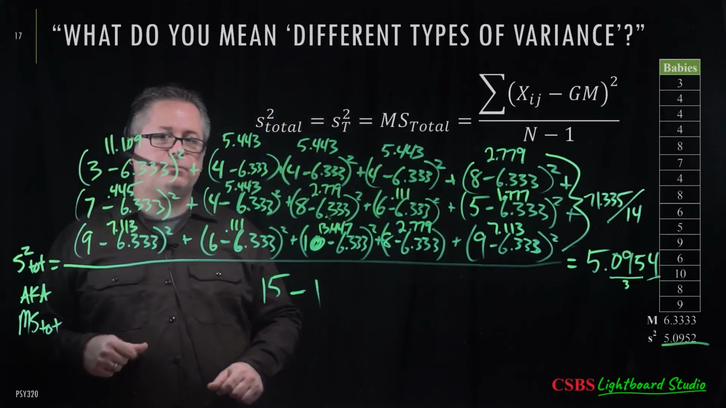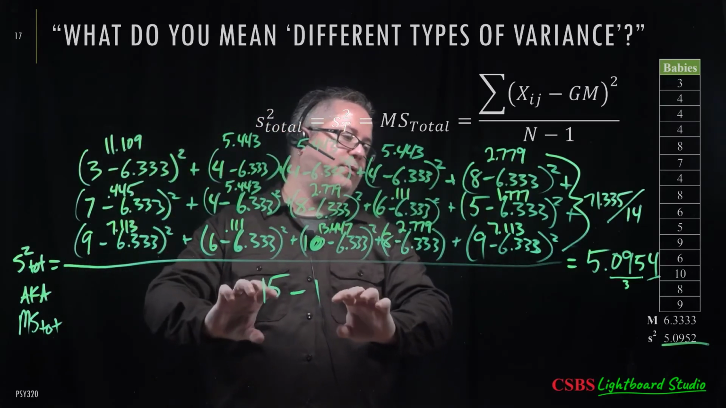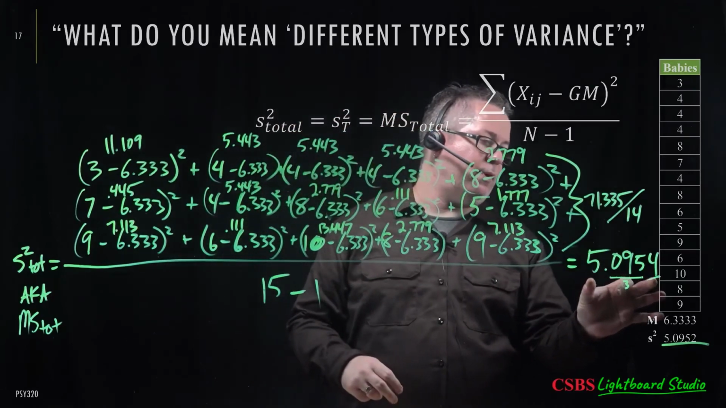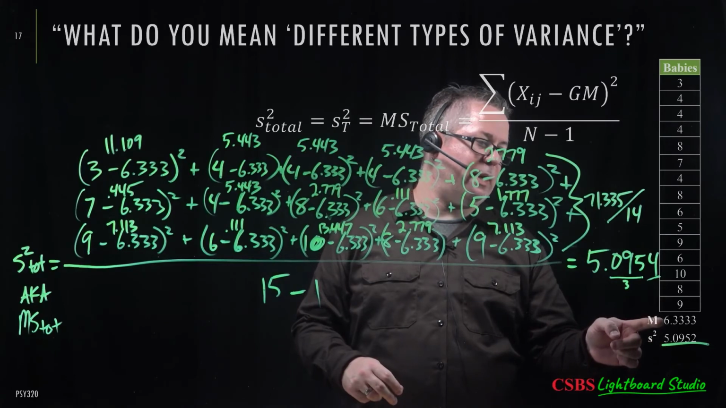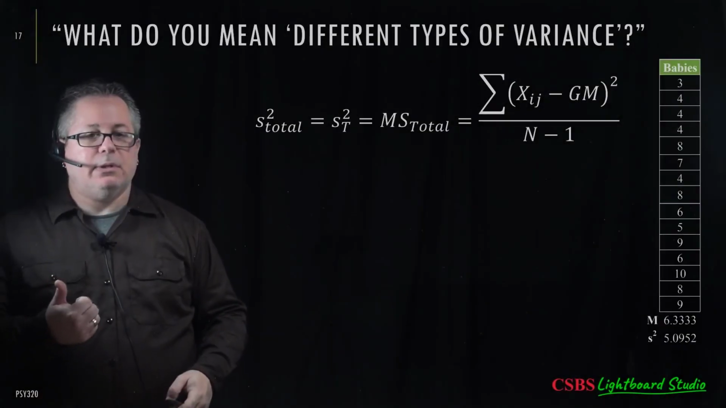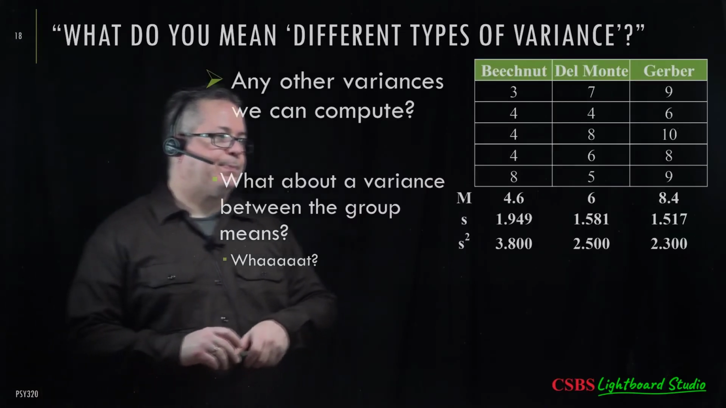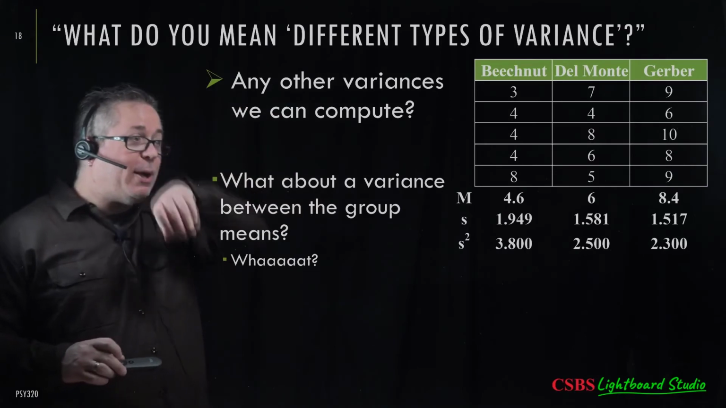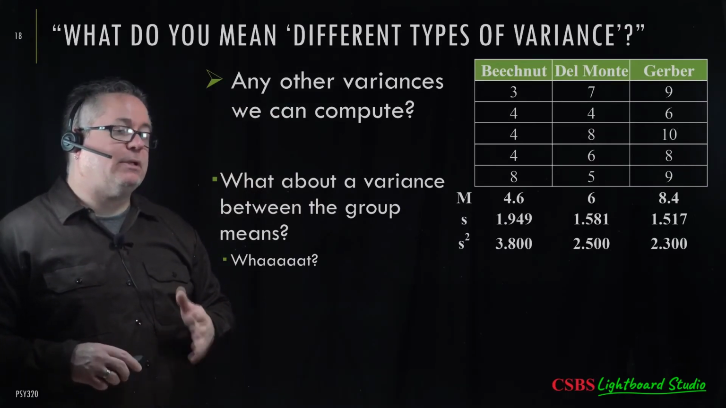Okay. So we just found an overall total sum of squares divided by the total degrees of freedom, and it gave us a total variance, all based around this grand mean of 6.333. So we got pooled or within groups variance. We have a total variance. Are there any other variances we could compute? Well, the answer is yes.